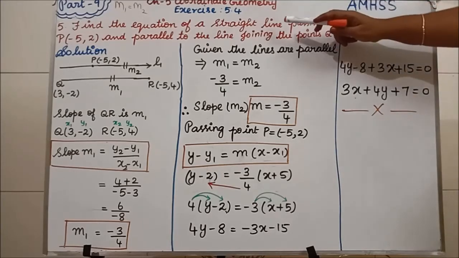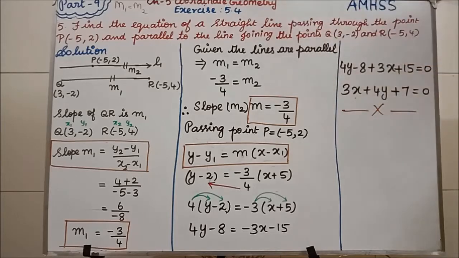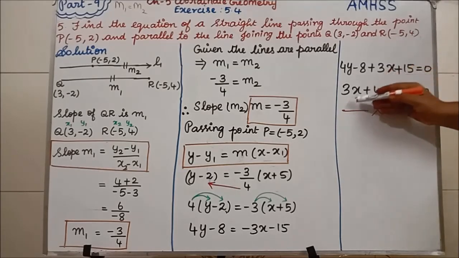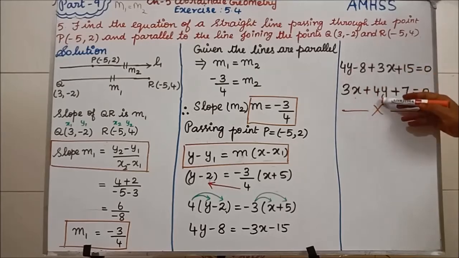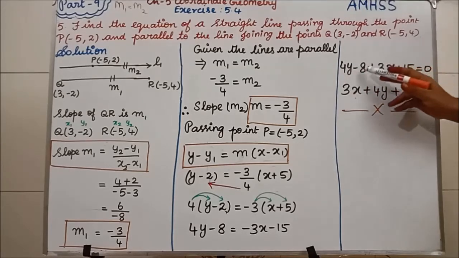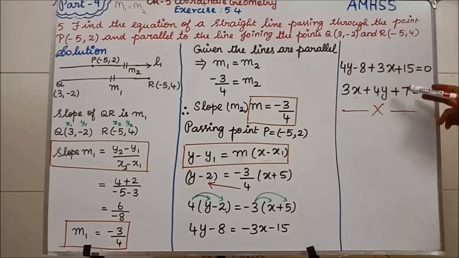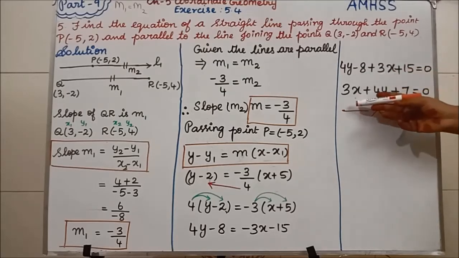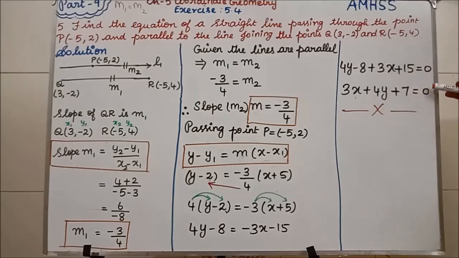So in the question what were they asking? Equation of the straight line. Equation of the straight line in x term, y term, then constant only, no? So I am arranging in the order. First I am writing this 3x, then I am writing the y term, then 15 minus 8 is what? 7. So x term, y term, constant. So the answer is what? 3x plus 4y plus 7 equal to 0. This is the equation of a straight line.